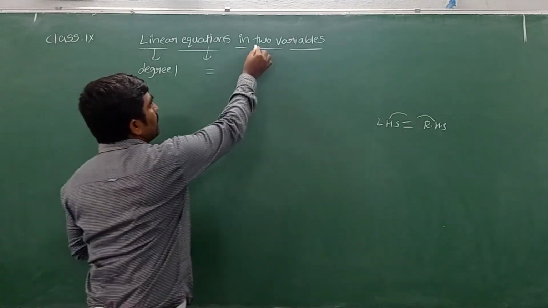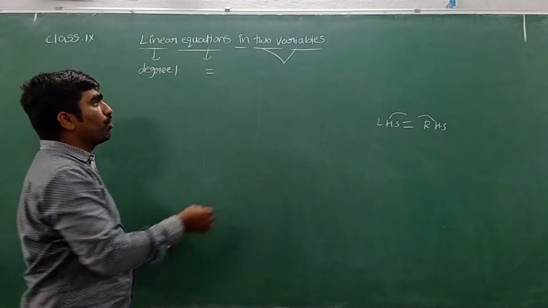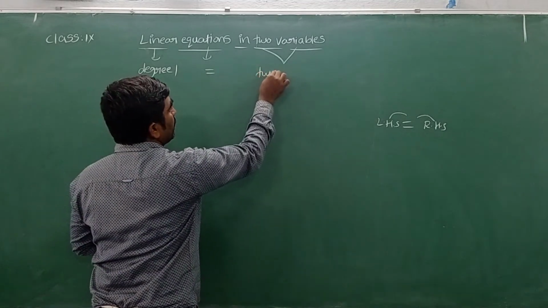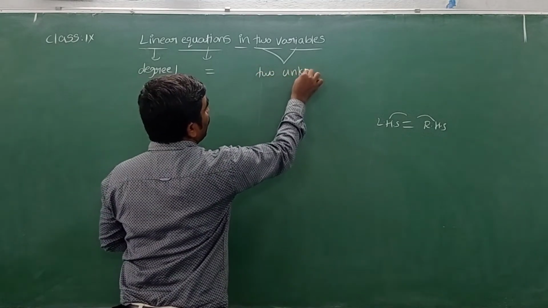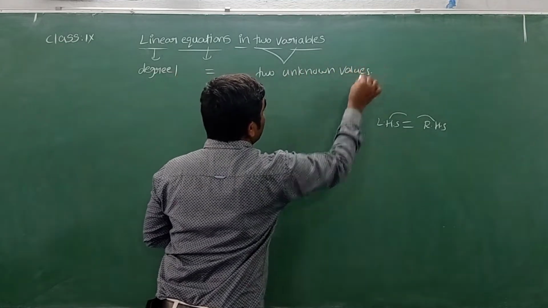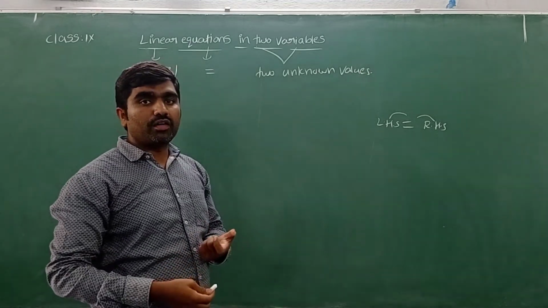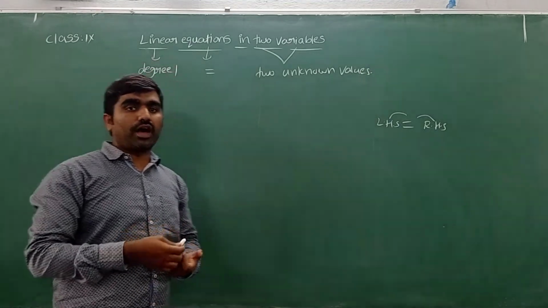What is meant by two variables? Two variables are nothing but we have two unknown values. How many are there here? Two unknown values. How can I represent these two unknown values? By using variables, I mean by using alphabets.